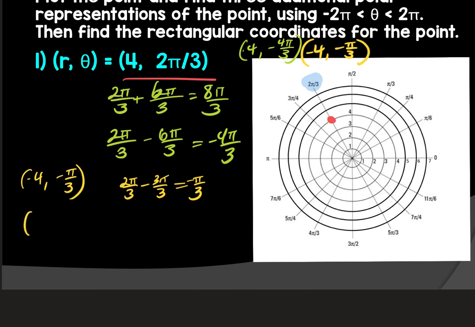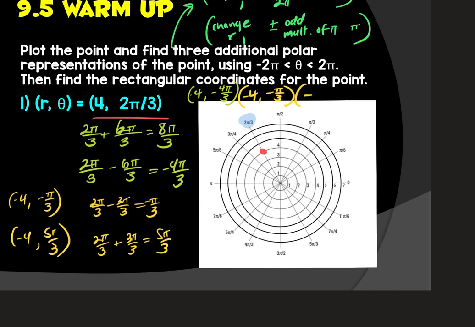And then I would take my original coordinate point, angle 2 pi over 3, and I would add pi, which is 3 pi over 3, and I get 5 pi over 3, which is in between negative 2 pi and positive 2 pi. So that's my third coordinate point.